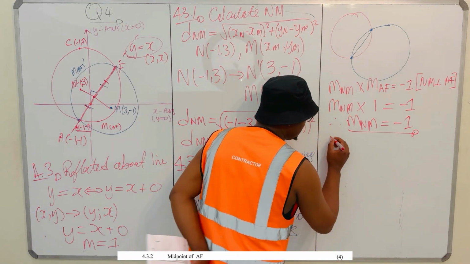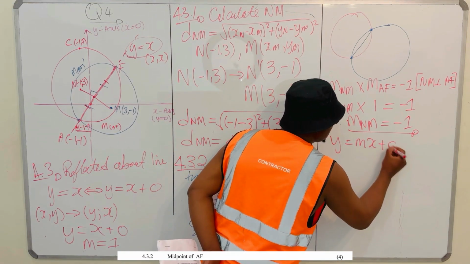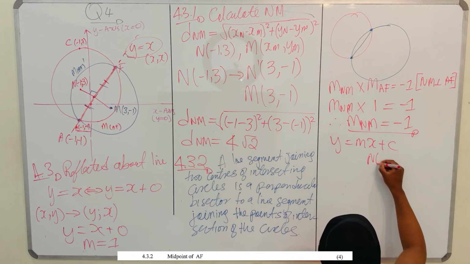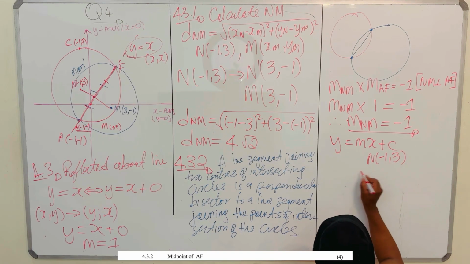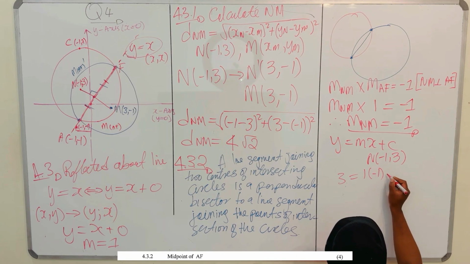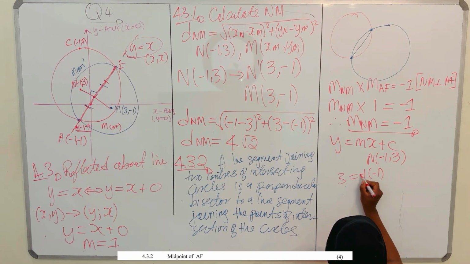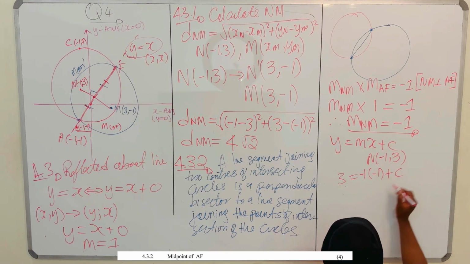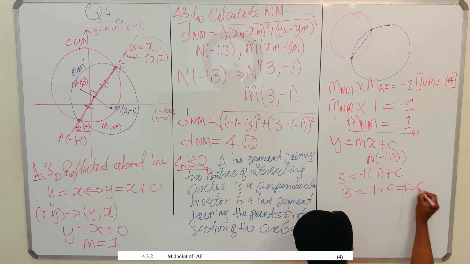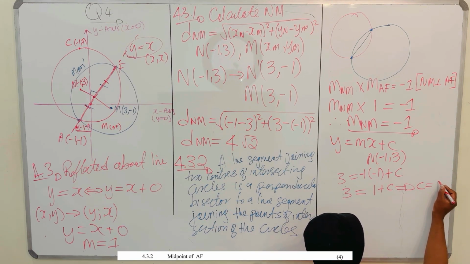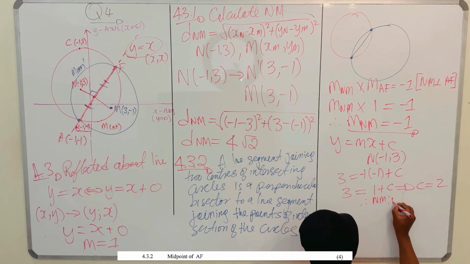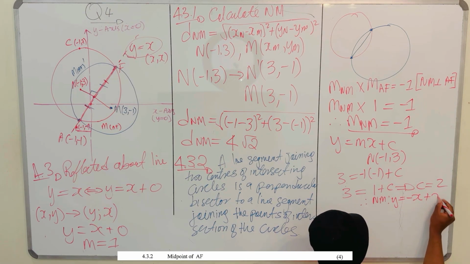So let's find the equation of the line. y is equal to mx plus c. Which line? It's line NM. So we take one of the coordinates. Let's take N, which has coordinates -1 and 3. So 3 is equal to -1, which is the gradient, times x, which is -1, plus c. So 3 is equal to 1 plus c, which means c is equal to 2. Therefore, the equation of NM is y is equal to -x plus 2.